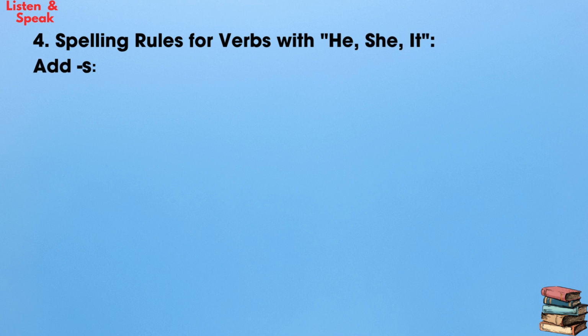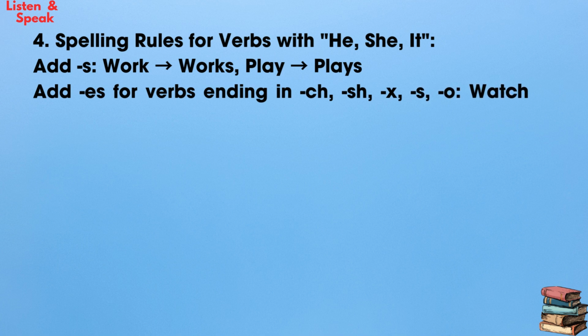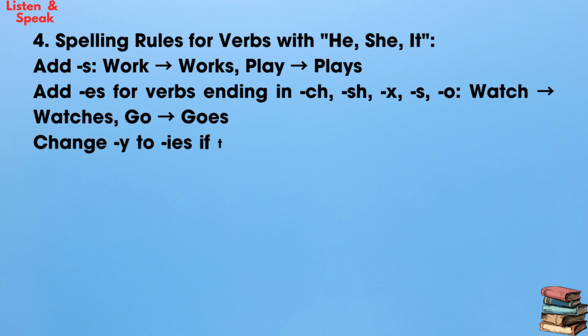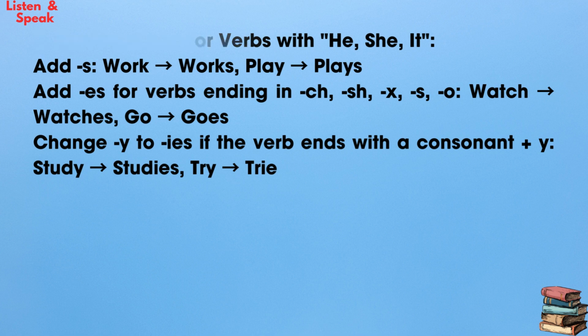4. Spelling rules for verbs with he, she, it. Add s: work, works; play, plays. Add es for verbs ending in ch, sh, x, s, o: watch, watches; go, goes. Change y to ies if the verb ends with a consonant plus y: study, studies; try, tries.